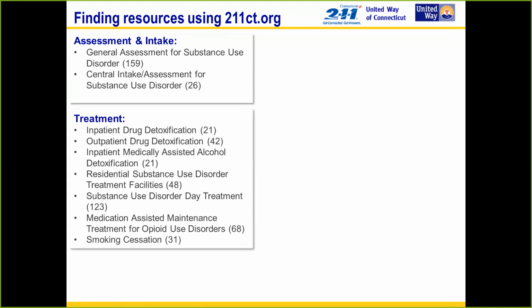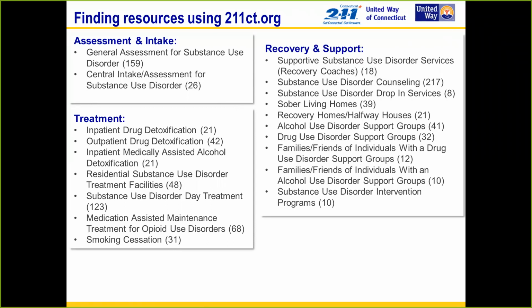And then the next bucket is treatment, and you'll see the primary services we have in the database under the treatment bucket. So everything from detox programs to residential, to day treatment, to medication-assisted treatment, smoking cessation, and then our recovery and support services. So these are the programs that provide additional support to individuals and family members that are going through recovery. And so at the top there, we have supportive substance use disorder services. This is a relatively new category of program that we've put into the database, and these are the recovery coaches. So again, a relatively new service being offered by hospitals and some other organizations. So to find those recovery coach programs, that's the term to use.